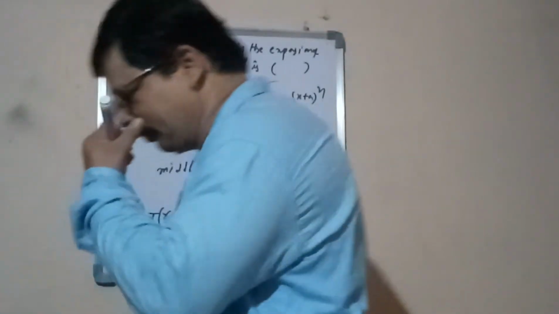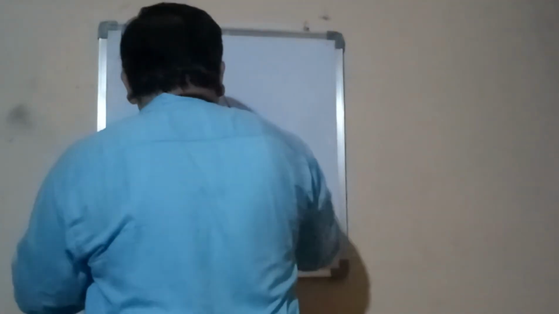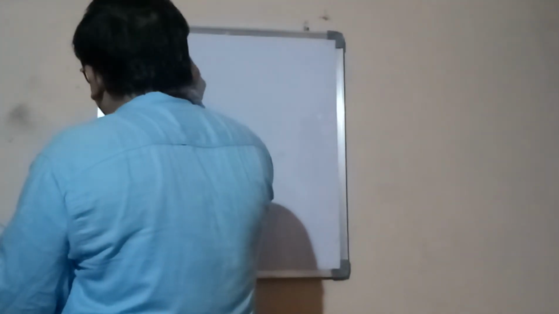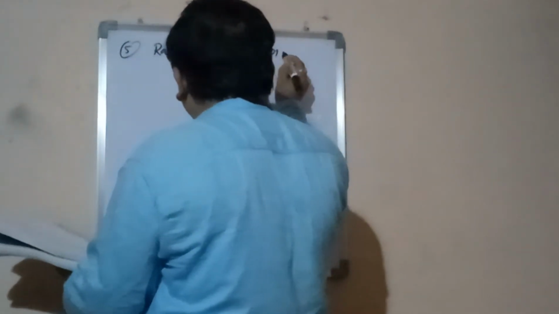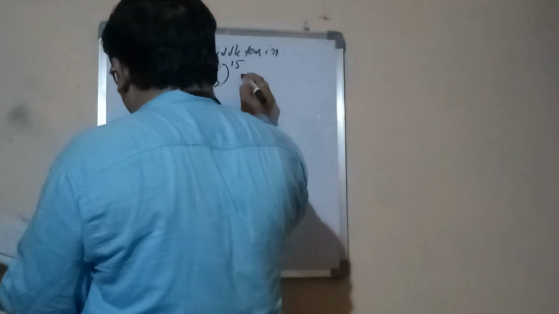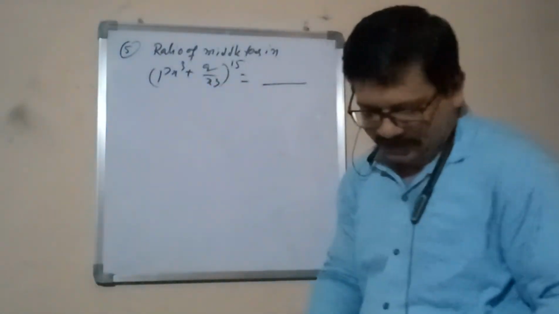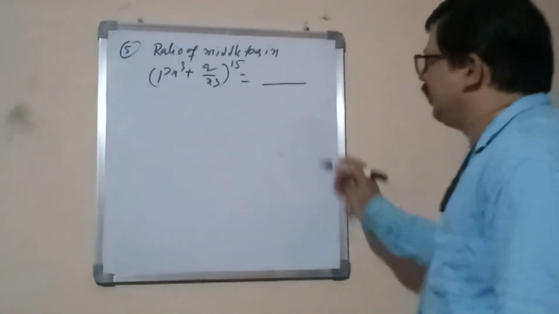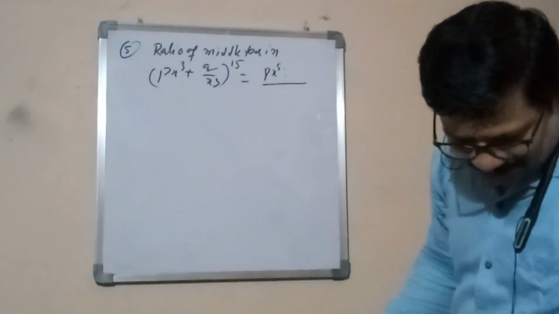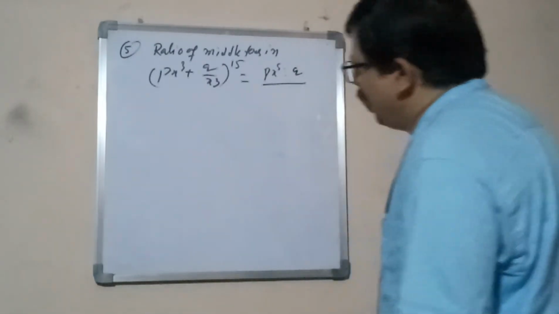Next question, one more question. You look here, the fifth one. The last question is this, the fifth one, no? The right question, very easy. The ratio of the middle term in (px^3 + q/x^3) whole power 15. This is what the question is asking. How? You see here, px^5 is to q. I will tell the explanation.